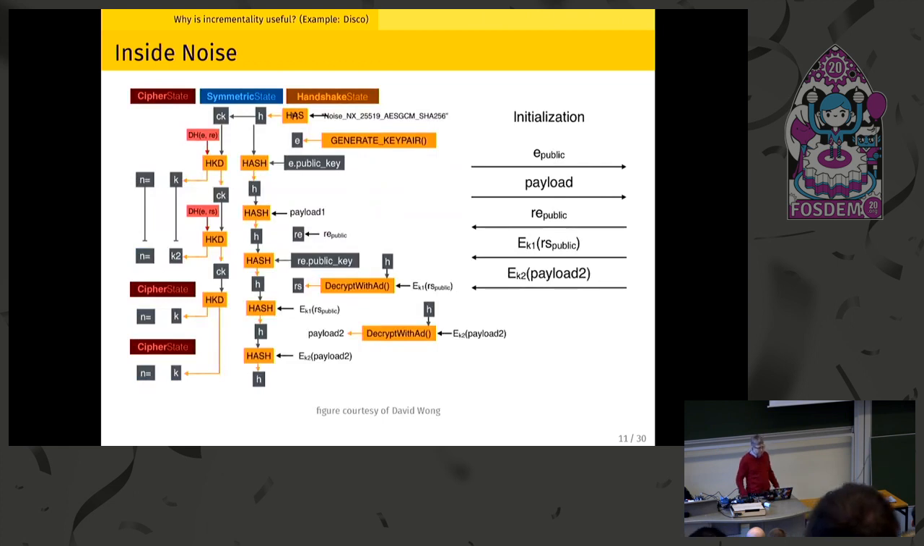In this diagram, you can see what's happening inside Noise. I'm not going to detail this figure. I'm just showing it to point out that it's fairly complicated when it comes to describing what happens in the symmetric part of Noise. So you have different primitives. You have hash functions, key derivation functions, ciphers, so authenticated encryption, and all that gets mixed in a fairly complicated way.